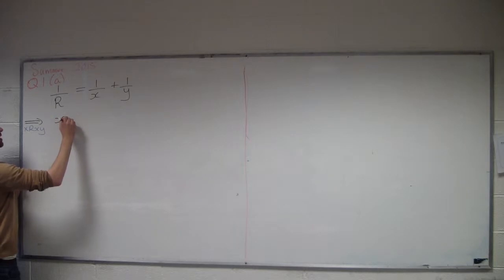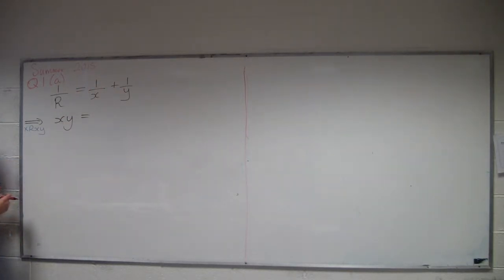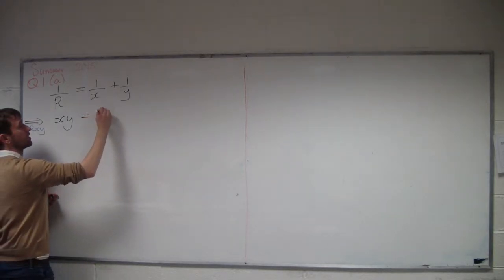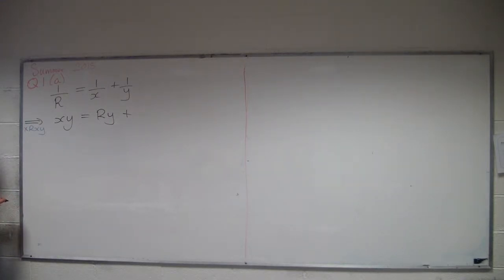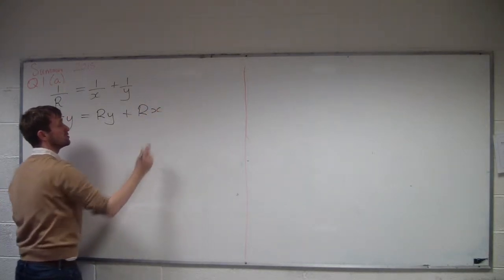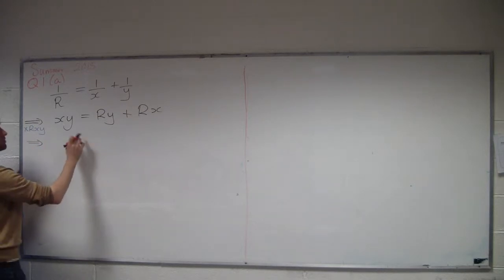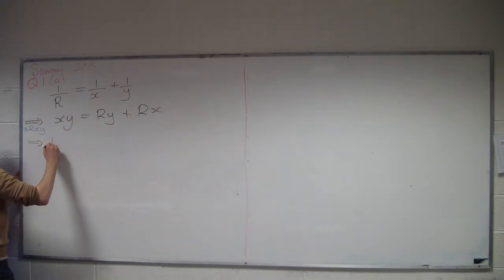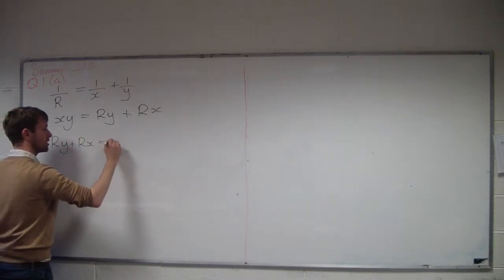XY. Here, multiplying by this, you're going to have R by X by Y, basically divided by X. What do you have? RY. And then plus this one, you're going to have R by X by Y divided by Y. RX. Now you're trying to find R on its own. Just because we read left to right, we might put what we want on the left. So we have RY plus RX equal to XY.